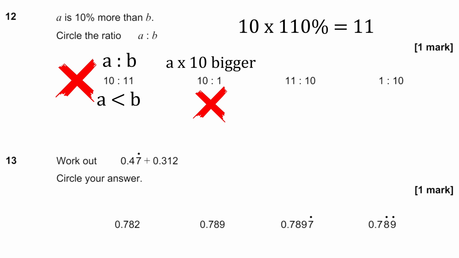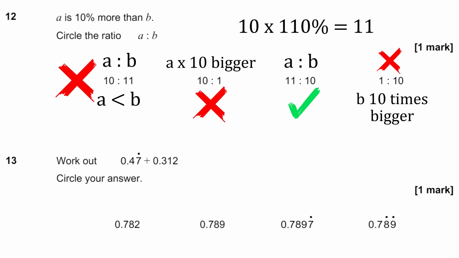Now, how did I work out it was 11? Well, 100% is just the original amount, so 10, and 10% of 10 is just 1, so you can just add those amounts together and you'll get your 110%. So the 11 to 10 ratio is the correct answer. Now the last one shows 1 to 10, so that shows B being 10 times bigger, so that's obviously wrong as well. So our correct answer is that third one.